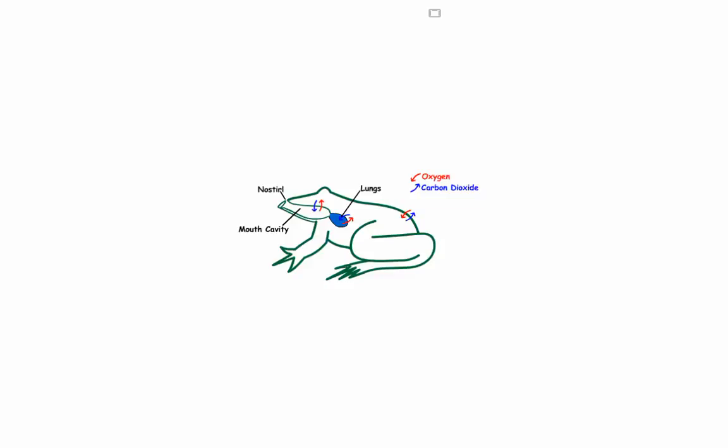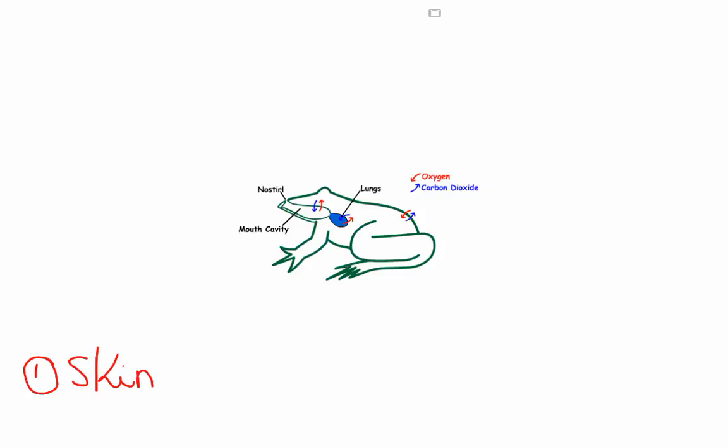The frog, the amphibians, respire using three methods. So we're going to consider each of those methods. The first method is via the skin. Okay, the skin of the amphibian is very moist. If you've seen a frog before or a toad, you would see how moist the skin is.